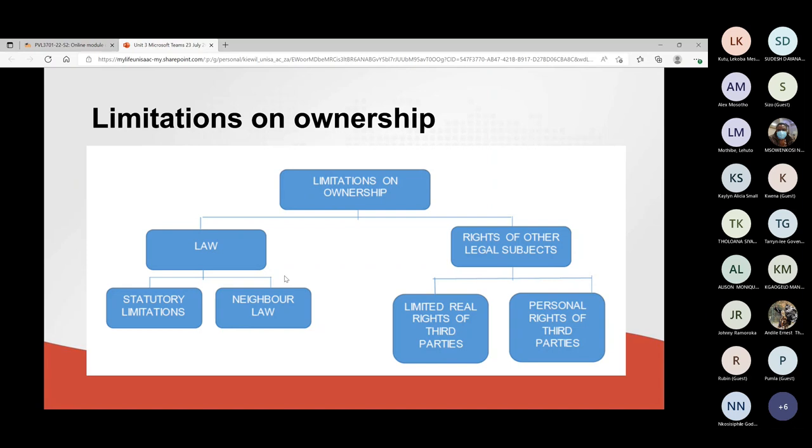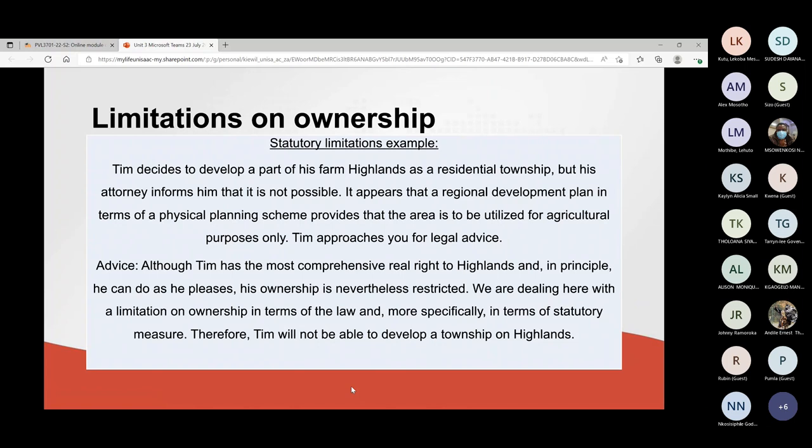The next PowerPoint slide will illustrate an example of how the law, statutory law, can place a limitation on your ownership. Now, Tim decides to develop a part of his farm, Highlands, as a residential township. But his attorney informs him that it is not possible to develop a part of the farm as a residential township because it appears that a regional development plan in terms of a physical planning scheme provides that the area is to be utilized for agricultural purposes only. Now, Tim approaches you for legal advice.